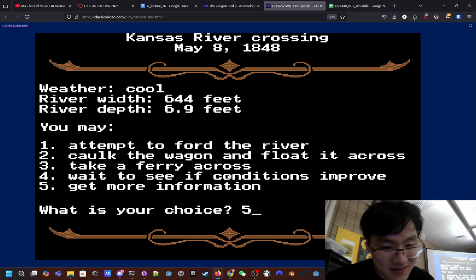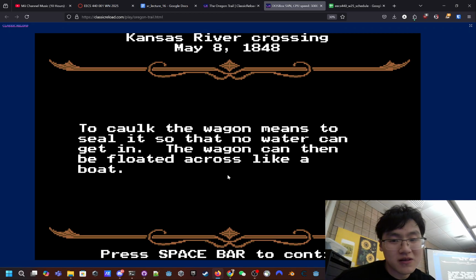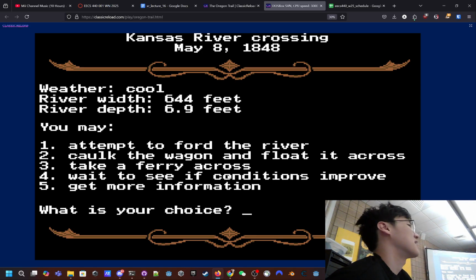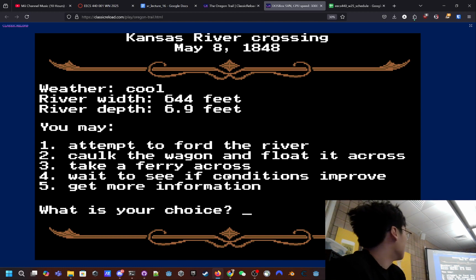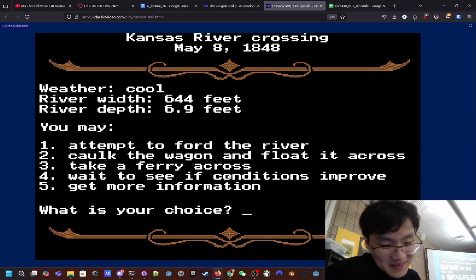Let me just read this. To pull your wagon across the shallow part of the river. Okay, and the other one means to seal it so that no water can get in, the wagon can then be floated across like a boat. Okay. If we seal it and float across the boat with that depth, does it float? It's still early. You have a lot of spare parts. I feel like you just float it across. Okay. Let's go.